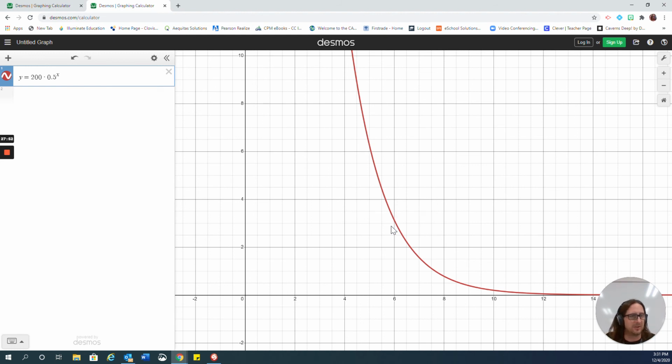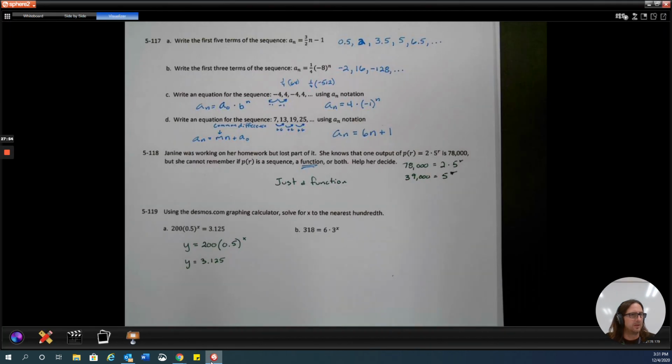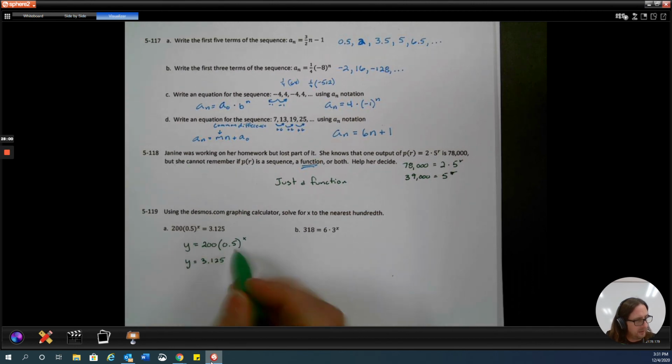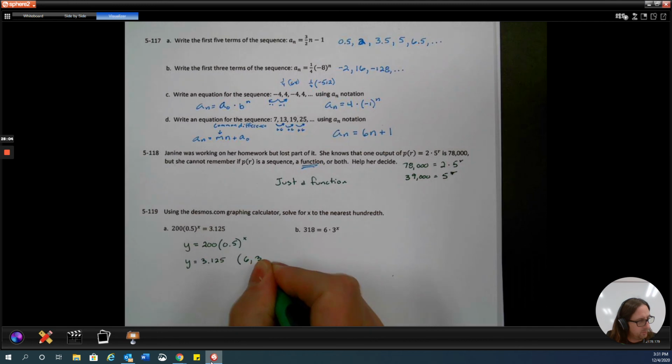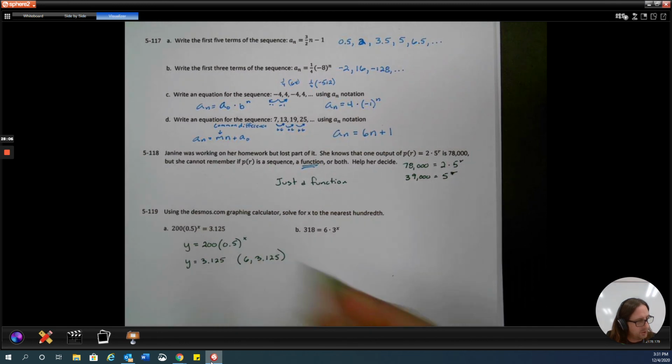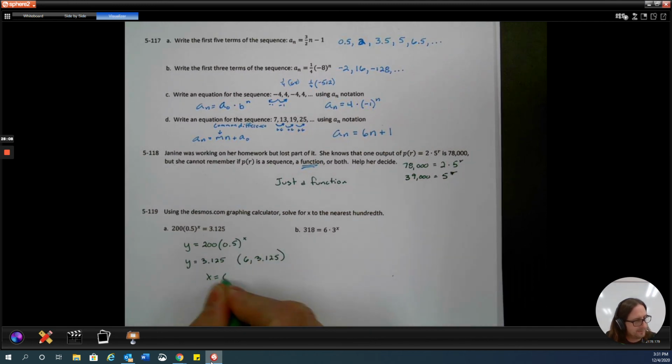All right, let's go back to our paper here. So I used the graph. I found out that on the curve here we had 6, 3.125. So x must be 6. Because y is 3.125, and according to the graph, x would be 6. All right, let's do the same thing on the next one.